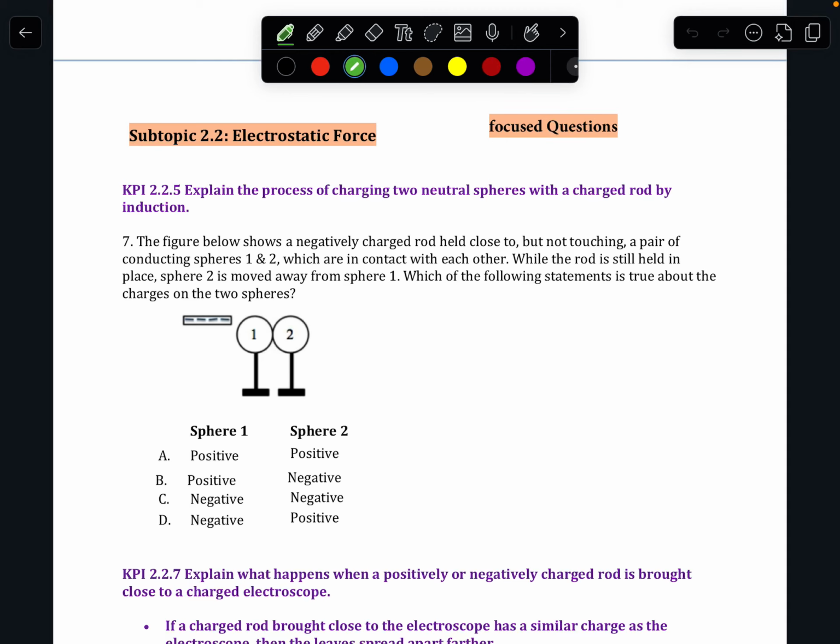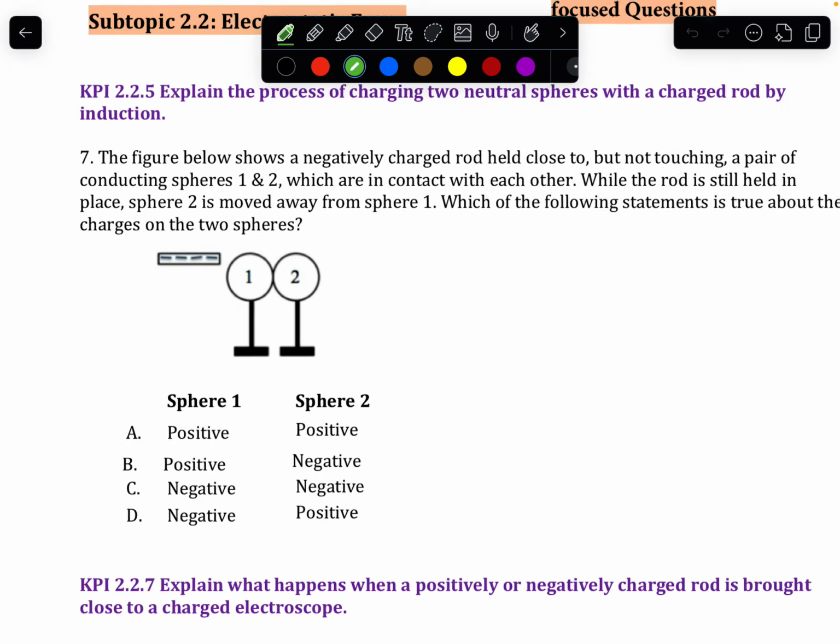12 General 2.2 End of Term Revision. KPI 2.2.5: explain the process of charging two neutral spheres with a charged rod by induction.